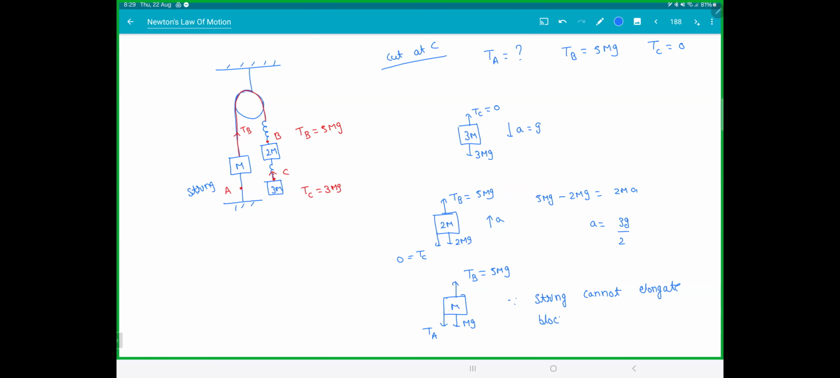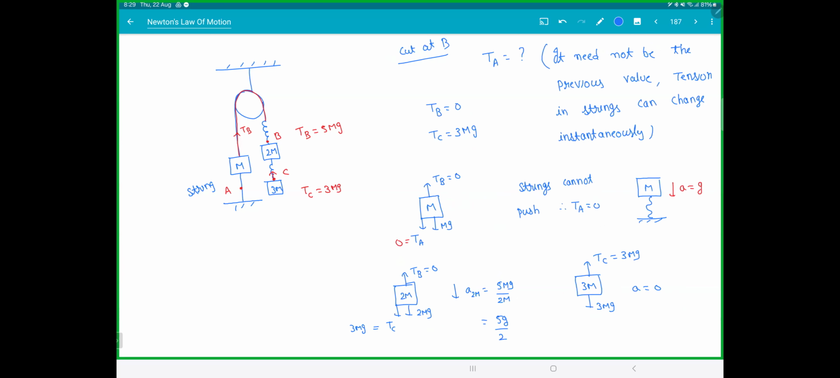Block remains at rest. And you can calculate here, therefore tension at A will be 4mg. So whatever extra force you need, A will provide that and will keep the block at rest. So this will have acceleration 0. So the reason why m is not moving is a different reason. The string is not letting you stretch, so you won't move.